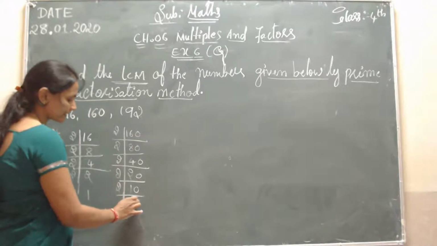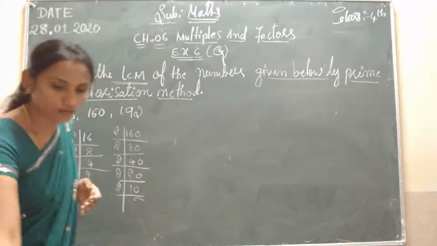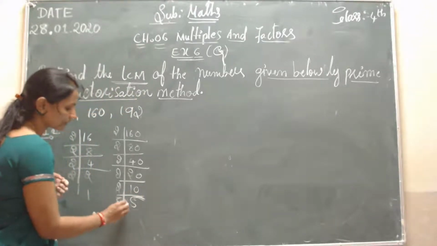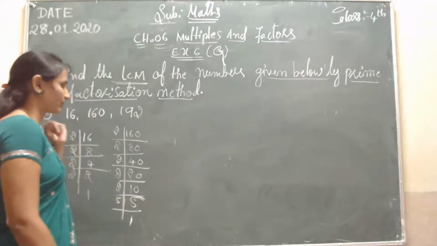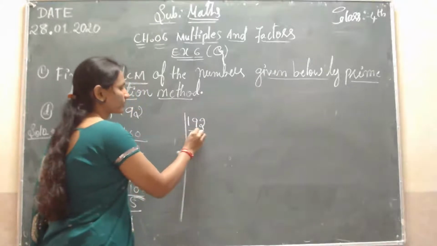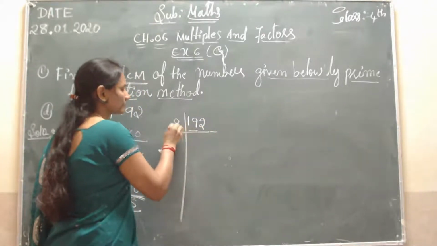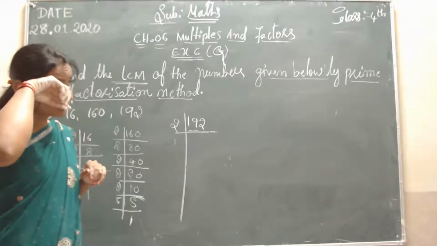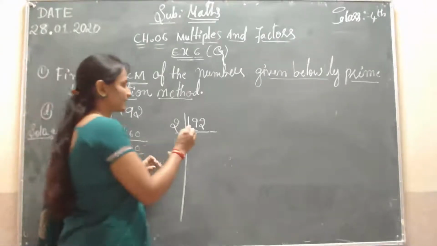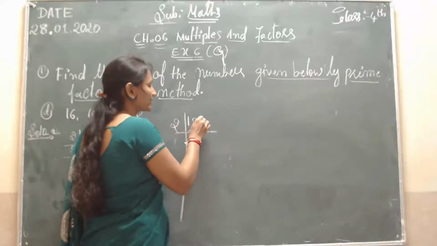So next, 2 5s are 10. 5 is not divisible by 2, so you have to take 5 ones are 5. So next 192, students. You have to consider 2 numbers. 19 is not divisible by 2, so I have to take 2 9s are 18. 2 9s are 18, 1 is remaining, come to here.